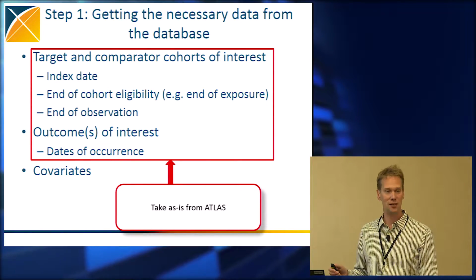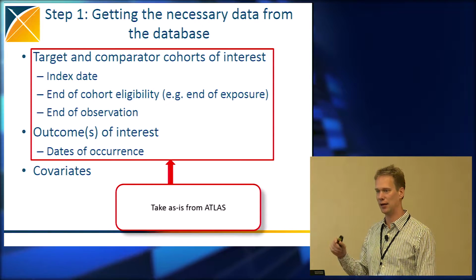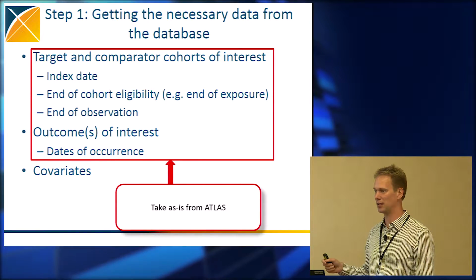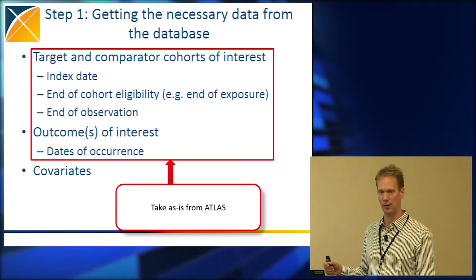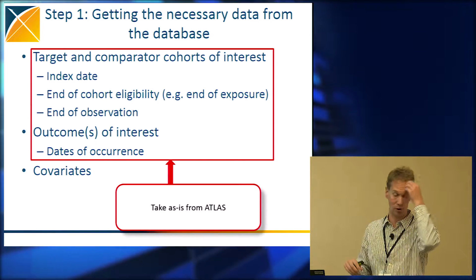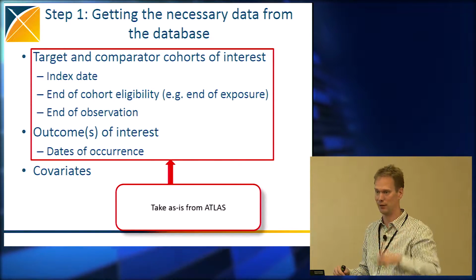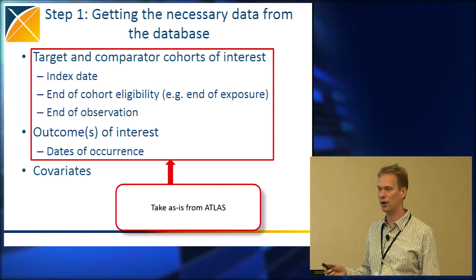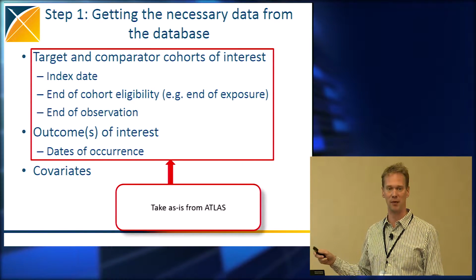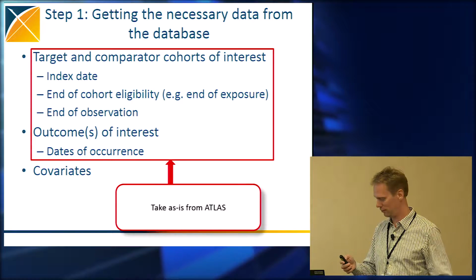The T's and the C's and the O's, you can actually generate in Atlas. So there's no magic there. We just let Atlas generate those cohorts, make sure that it picks all of those people and selects their index date. And we're going to just blindly use them in the package. There's no magic there.